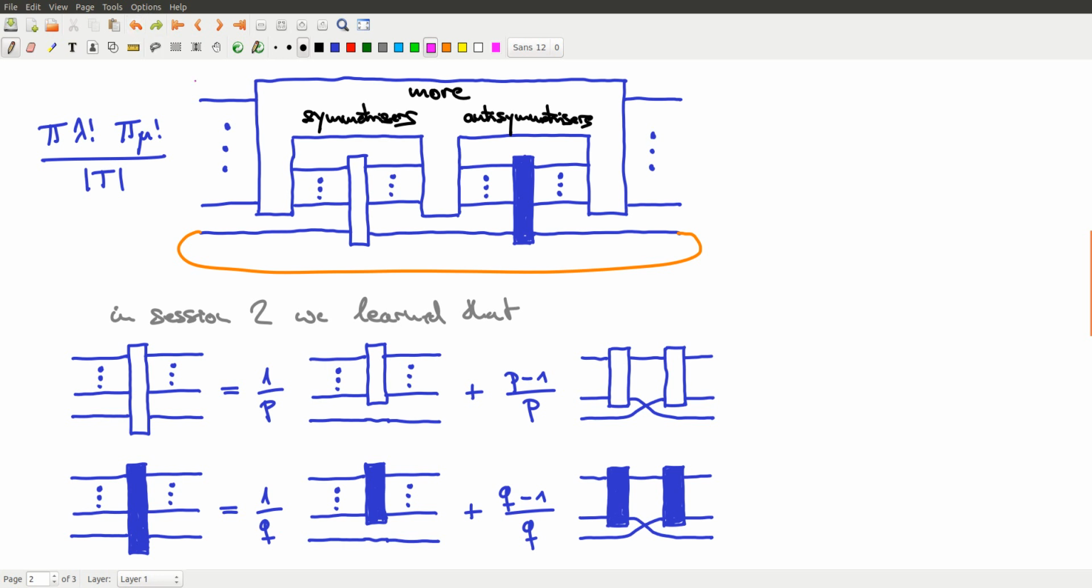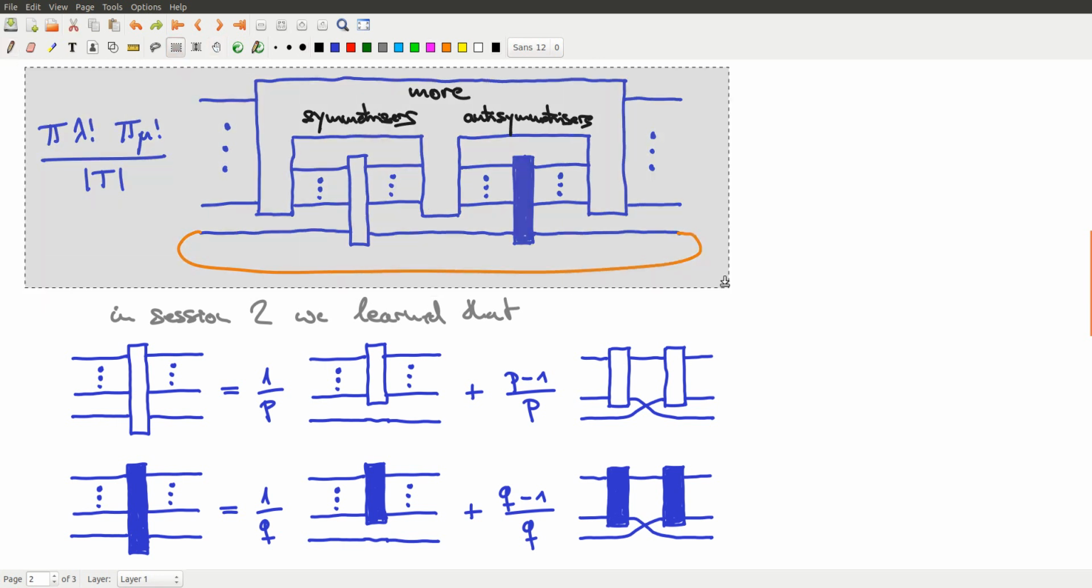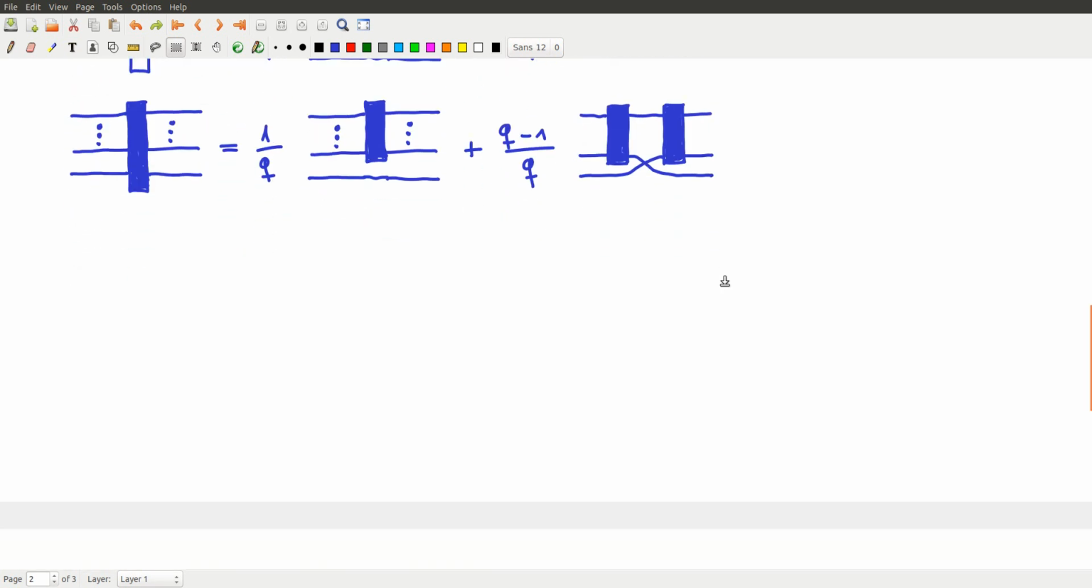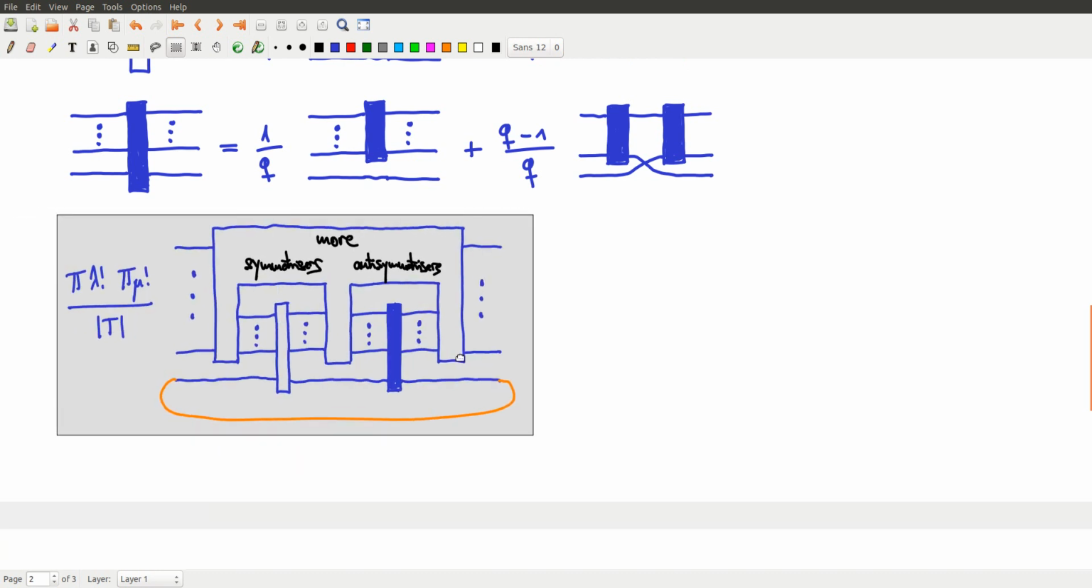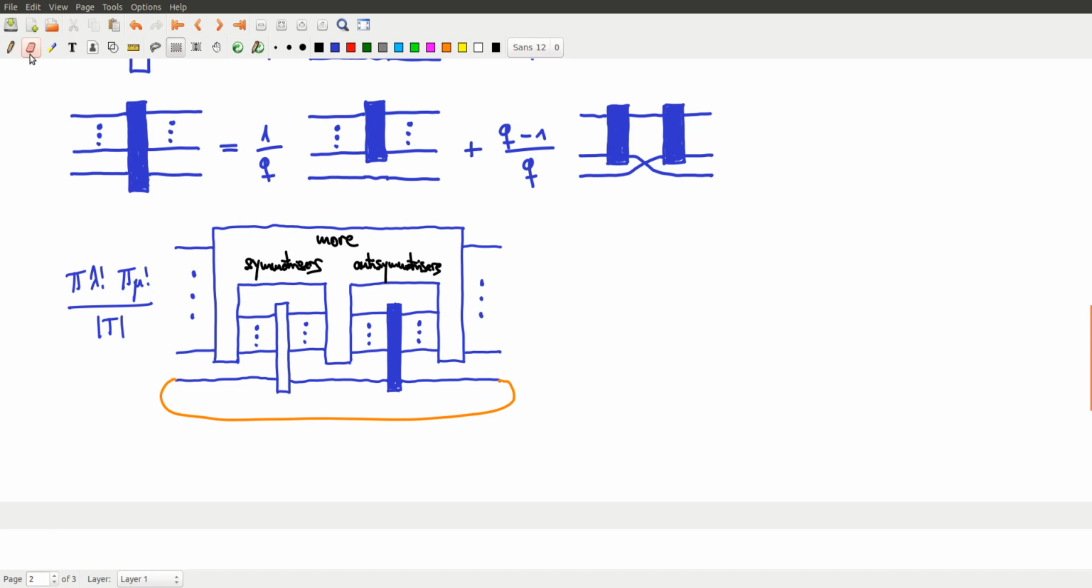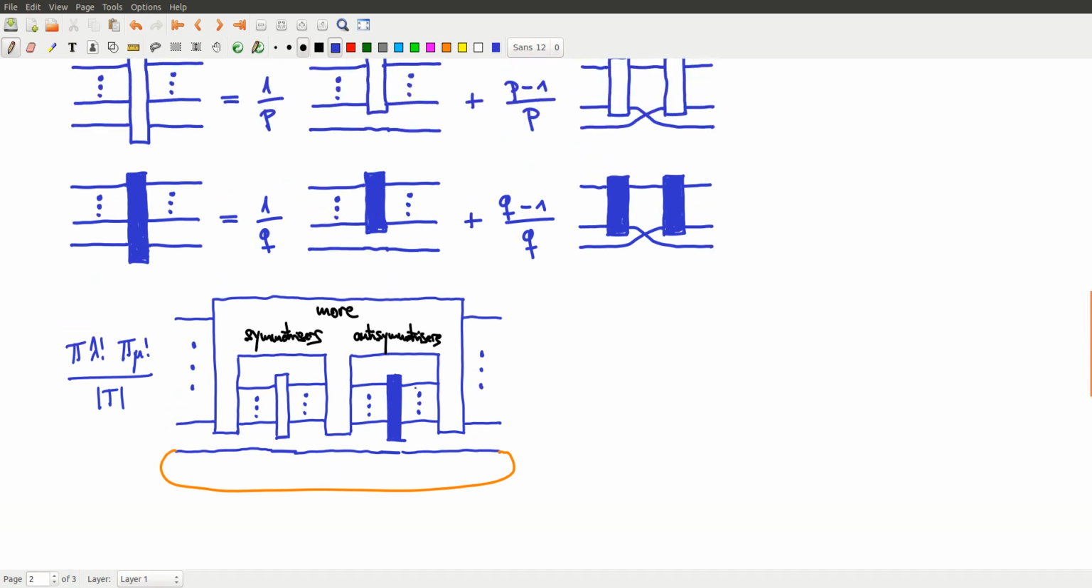So there will be 4 terms now. Let's just copy this and put it here once more, and maybe create some space for some manipulations. So the first term looks like this. We just take off the last line from our symmetrizers and anti-symmetrizers, and this term comes with a 1 over p. Maybe I don't need the prefactor. Let's remove this. So this term comes with a 1 over p and a 1 over q.